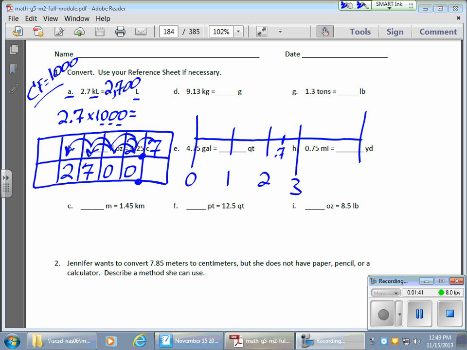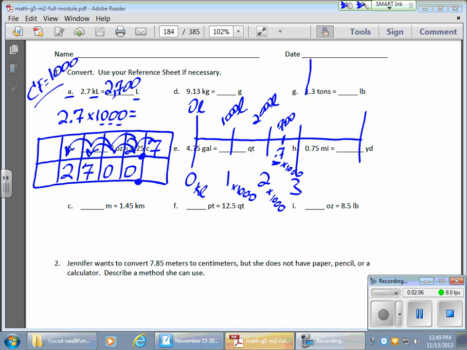So if I have 0 kiloliters, that means I have 0 liters. If I have 1 kiloliter, I have to multiply that by 1,000. That gives me 1,000 liters. Over here, 2,000 liters, or 2 times 1,000. And over here, everything's times 1,000. So I have my 0.7 times 1,000, which gives me 700.